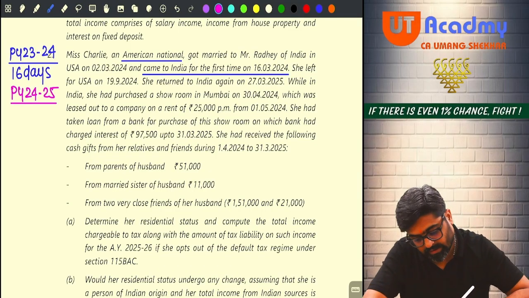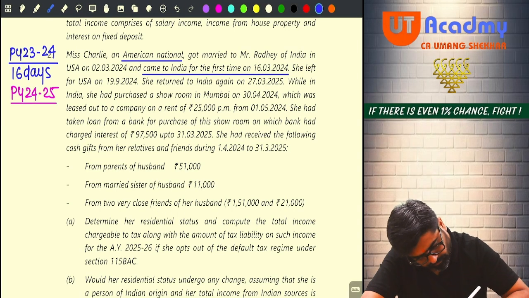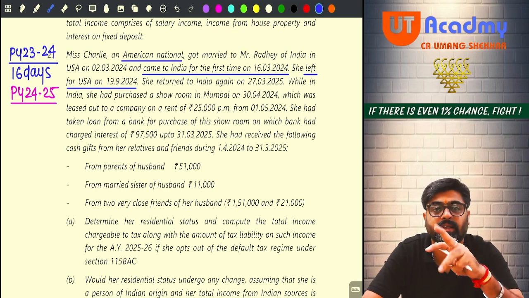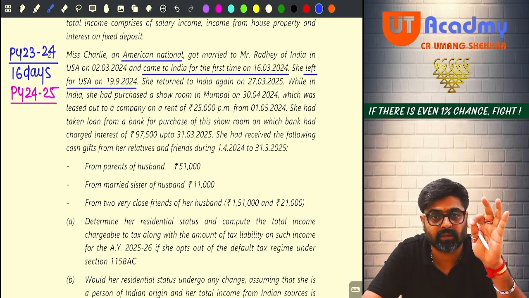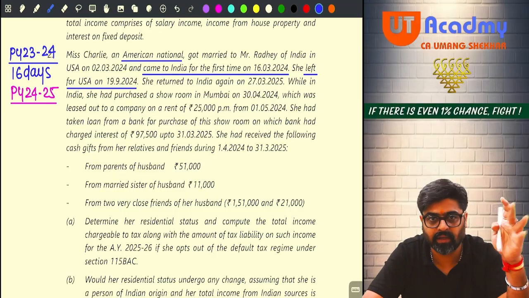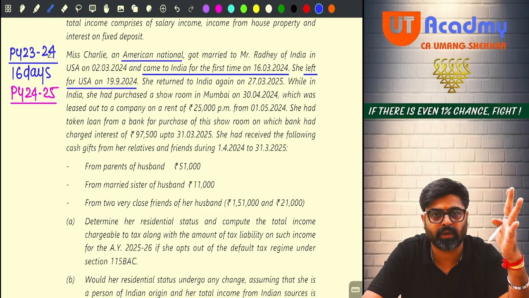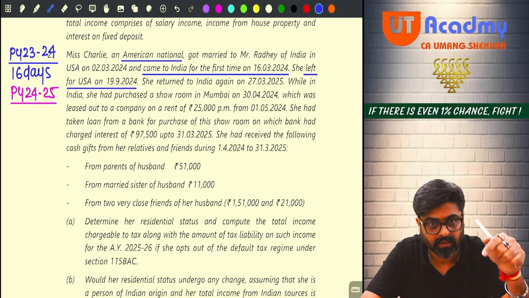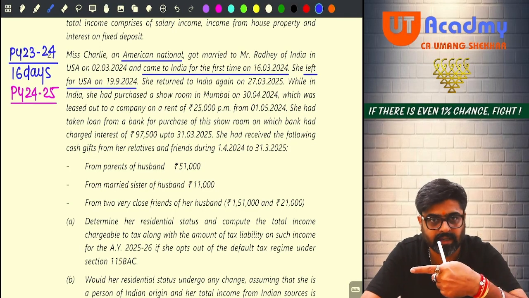And see, she is leaving for USA. Left for USA on 19th of September. Meaning that in my previous year, from 1st April she is in India. But she stays in India, she remains in India till 19th of September. Then she leaves. After 19th she is not in India, but till 19th she is in India. The date on which she is leaving, that date is also counted as a stay in India. Yes or no?